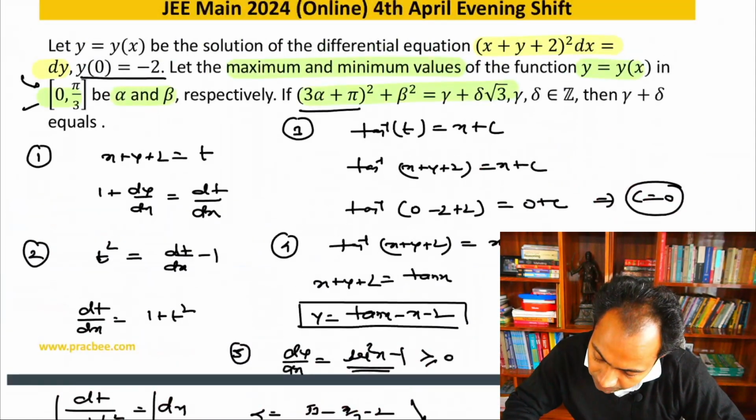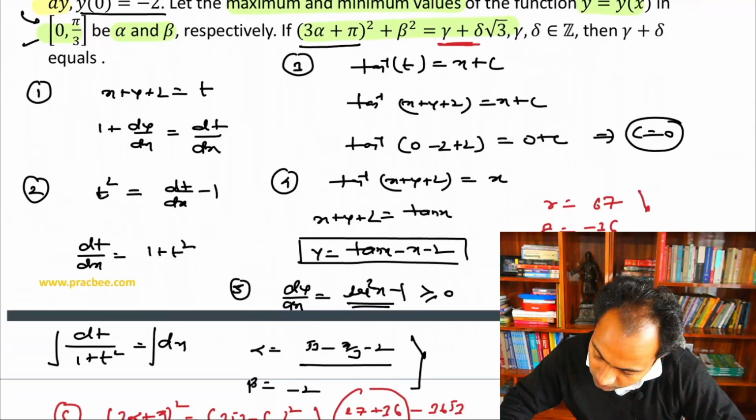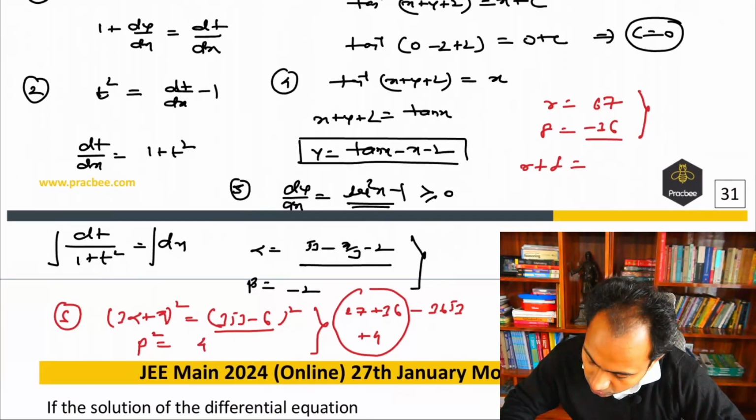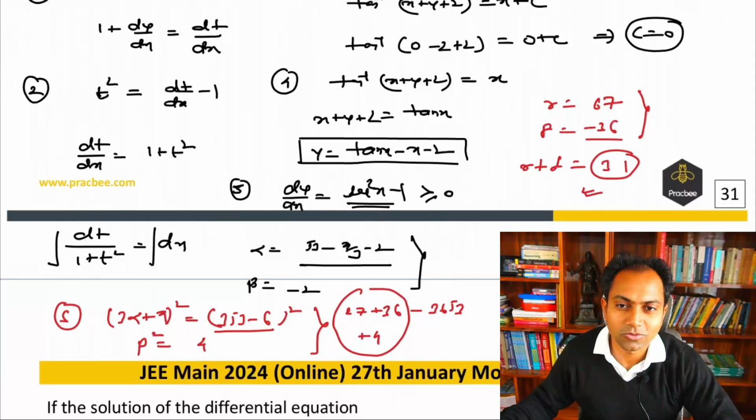So once we have compared this and figure out the value of gamma and delta, what they want us to find is the sum of both of these. If I do gamma plus delta, let us see what do I get. So gamma plus delta, if you do, this will add up and become 1. This will become 31. That is nothing but the answer to this question.